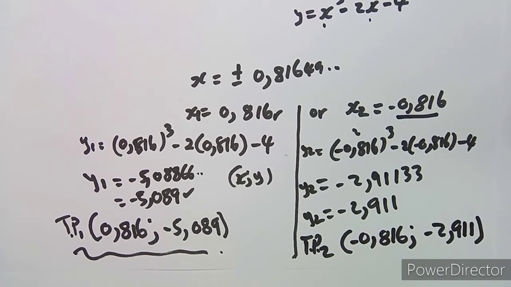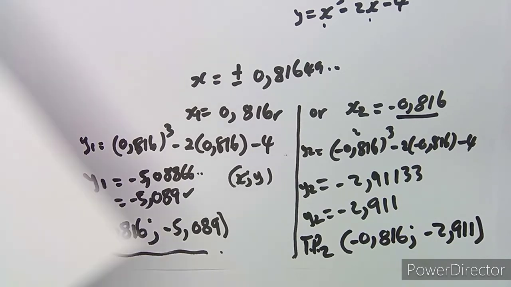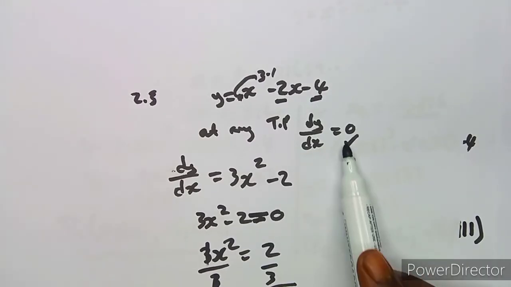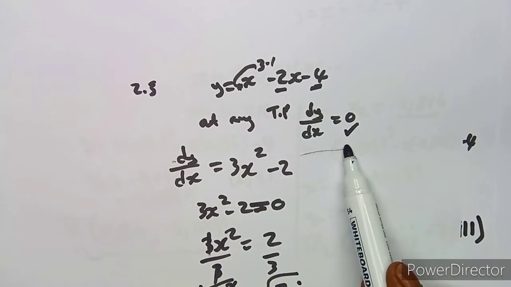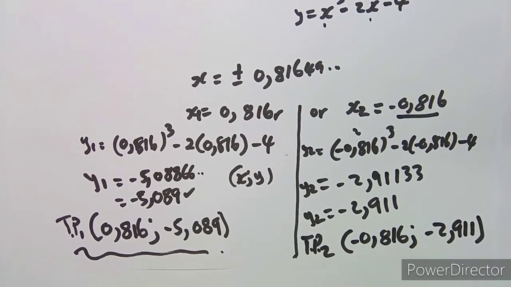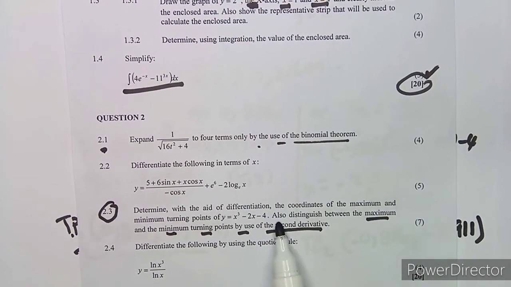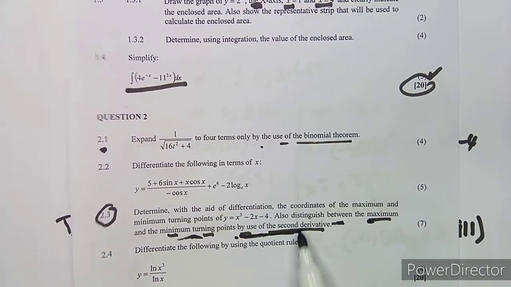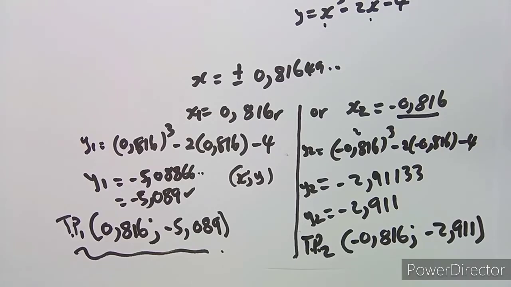So how is this going to help us here? Because we said at any turning point dy/dx is equal to 0. So we have our turning points there. But the question is now we have to distinguish between maximum and minimum by use of the second derivative. So how does the second derivative help in finding the maximum and minimum turning points?